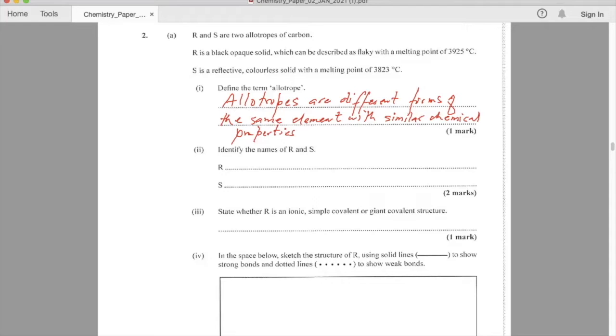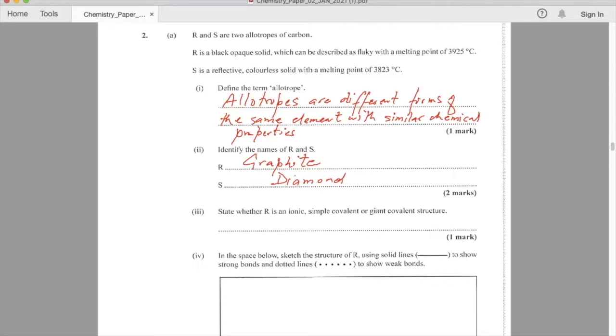Identify the names of R and S. So once we hear black opaque solid, flaky, we should be thinking about graphite. So R would be graphite, and then of course S, reflective colorless solid, would be diamond. These are our two allotropes of carbon. We have other allotropes like fullerene, but we're looking at these two. These are very common, and these are what we look at at this level.